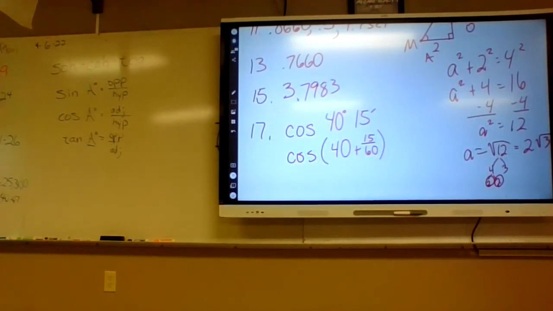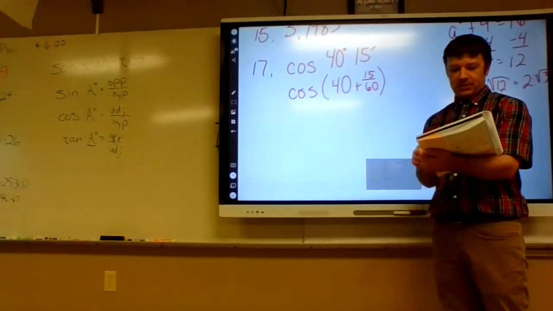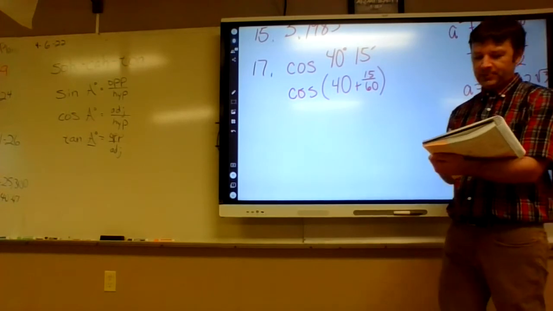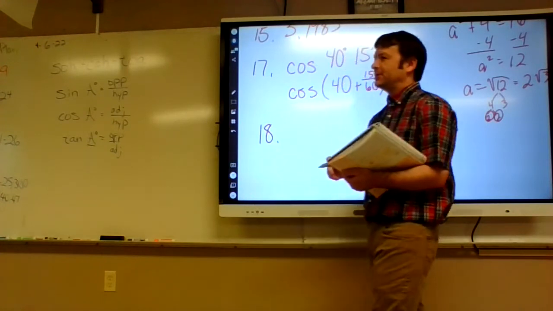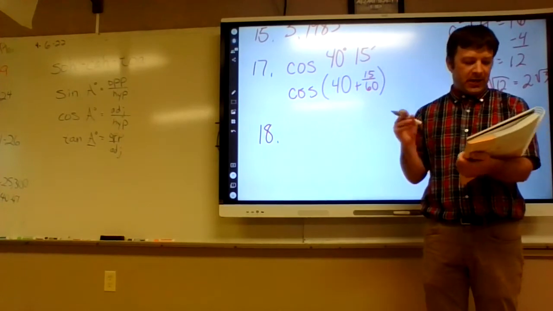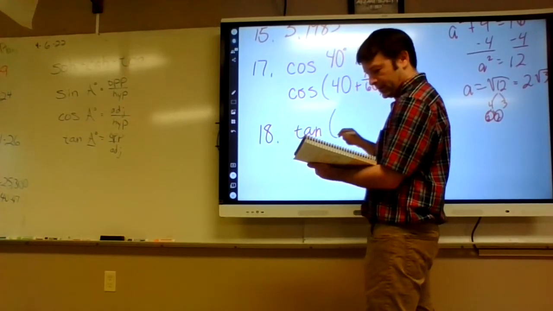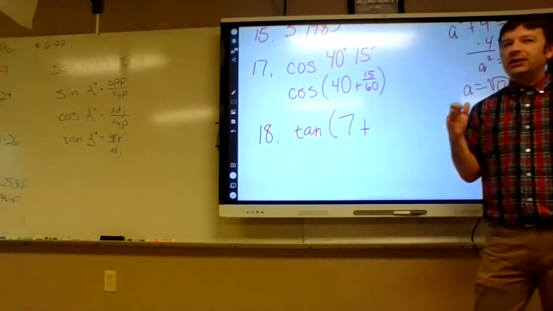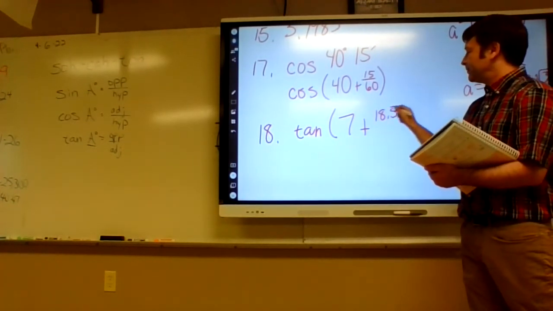0.7632. And 18's even harder than that, so we gotta talk about 18 too. 7 degrees, 18 minutes, 30 seconds. So, guess what? 30 seconds is half a minute. So, how I recommend you write this one is tangent of 7 plus, it's basically 18 and a half minutes. So just put 18.5 out of 60.